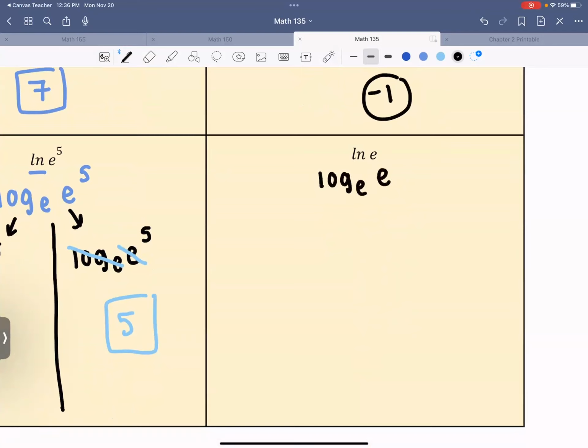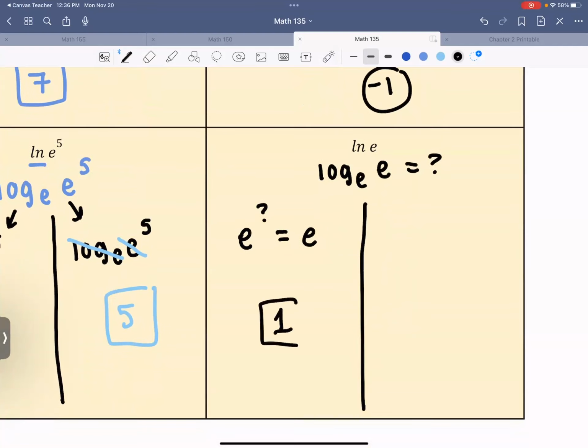E of e, right? Okay. Let's do it both ways. On one hand, we can ask ourselves if this is equal to question mark, right? This is the same thing as asking ourselves, okay, e to the question mark equals e, right? Well, what power of e gives me e? 1. 1, right? So that's one way we can think of it.